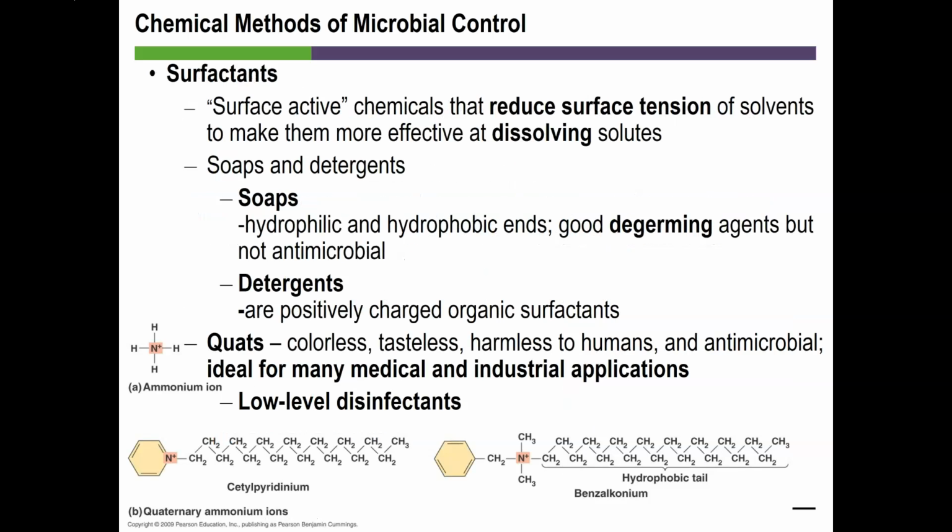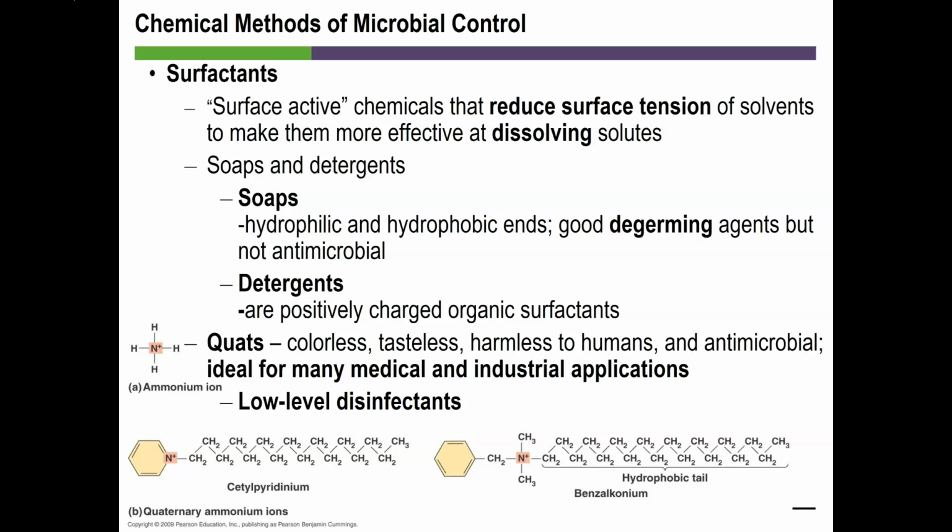Surfactants are the next chemical agent to discuss. Surfactants lift particles up off surfaces. They are the important component of soaps and detergents. When coupled with degerming activity, which is the physical or mechanical removal like scrubbing, they can be quite effective at reducing the microbial population. At the bottom of the slide, you will see the quaternary ammonium compounds.